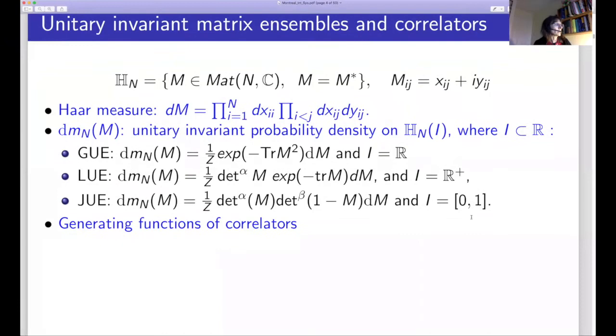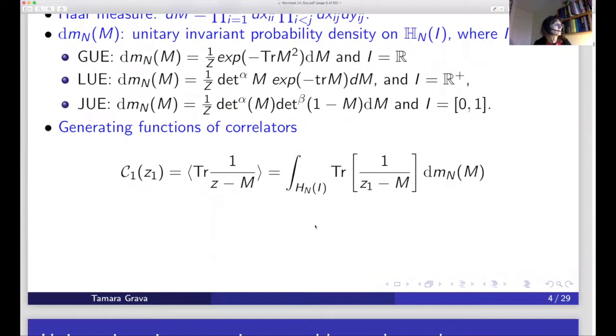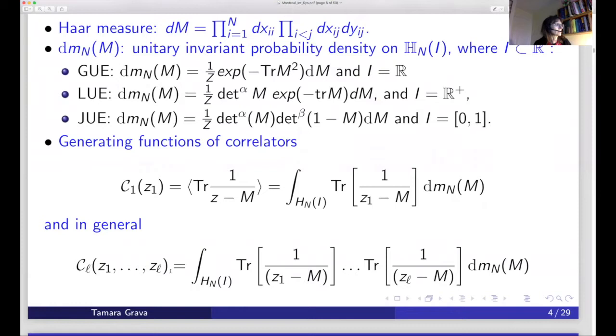Okay, so now the generating function of correlators. Let me define C_1, the one-point correlator. It is the generating function for the one-point correlator, and it is the average of the trace with respect to the measure. Then we have multipoint correlators, which are defined in a similar way. C_L of z_1, ..., z_L is the average of the product of these traces, still integrating with respect to the same measure. This is the object of the first part of the talk.